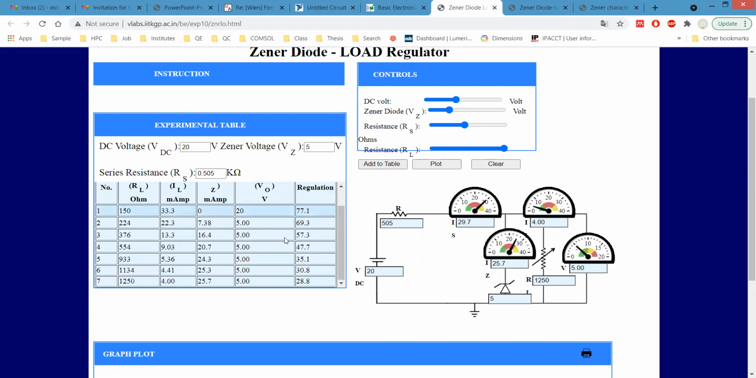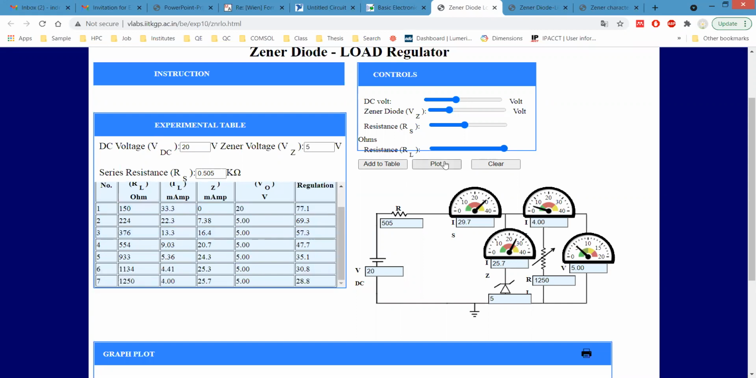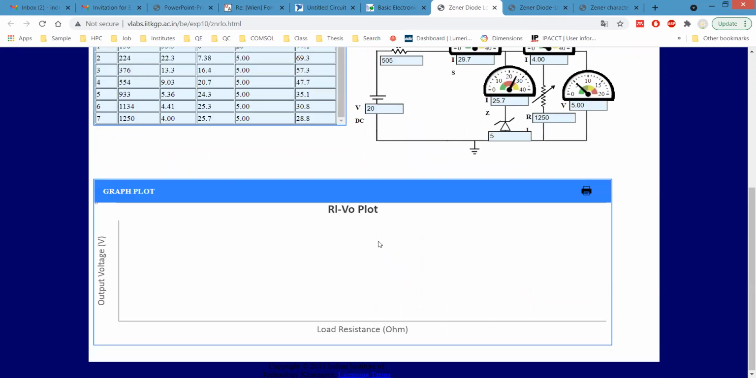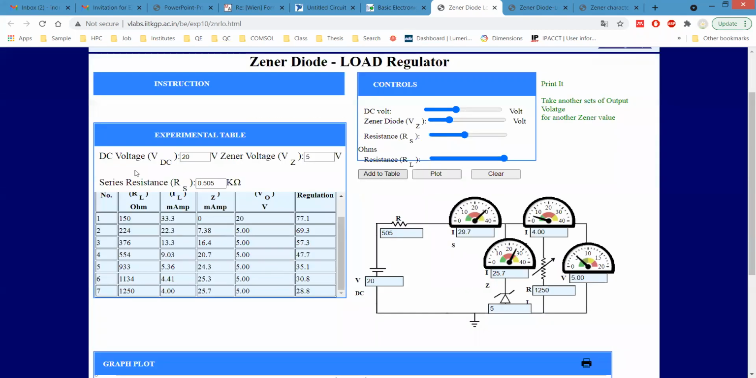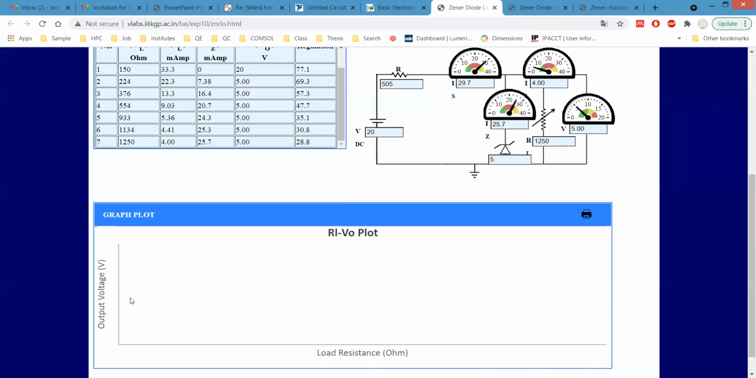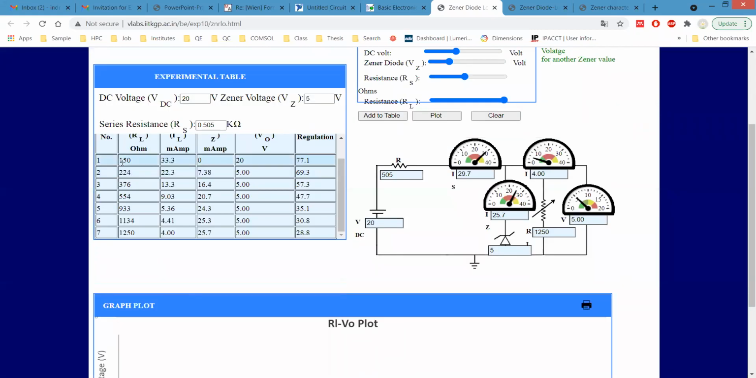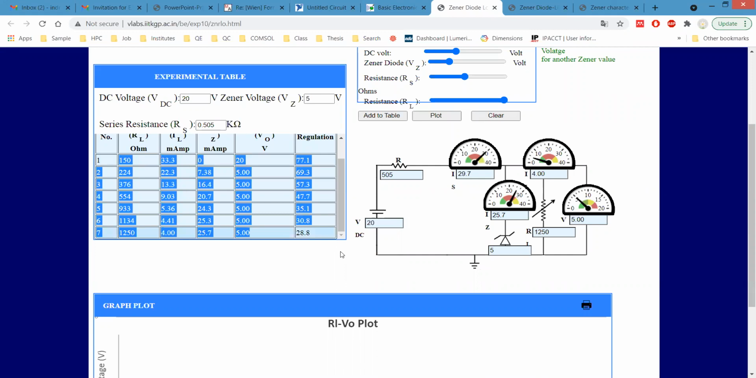Good. So now let's check whether... Still the plot is not working. Okay, then we have to plot it again. So in this case, we have output voltage and load resistance. So we have to consider this voltage, this one. Let's copy this data.